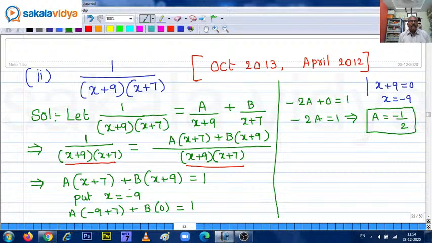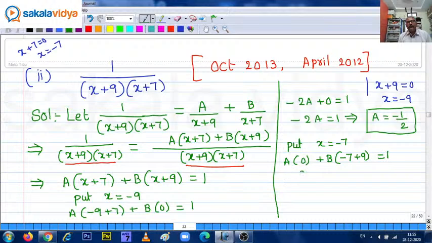Now we need to suppress this x plus 7. Having suppressed x plus 7, you see x plus 7 becomes 0. That means x is equal to negative 7. So this time put x is equal to minus 7. So a times 0 plus b times (negative 7 plus 9) equal to 1. 0 plus 2b equals 1. 2b equals 1. So therefore b equals 1 upon 2. Now we know the a value and b value. Substitute here, you will get the answer.